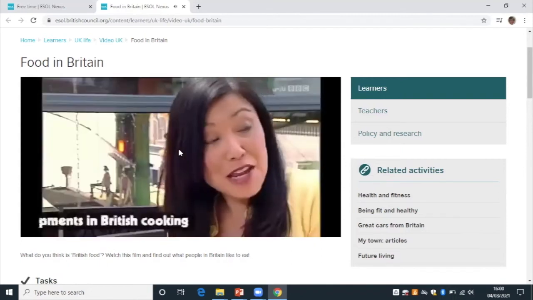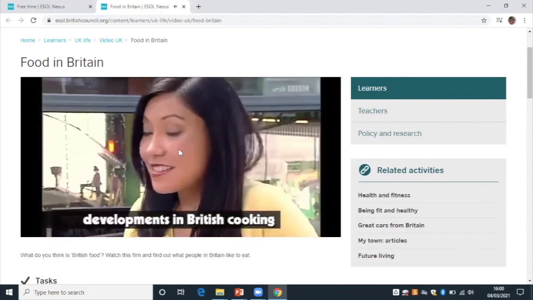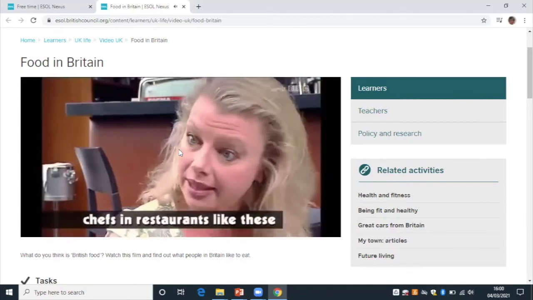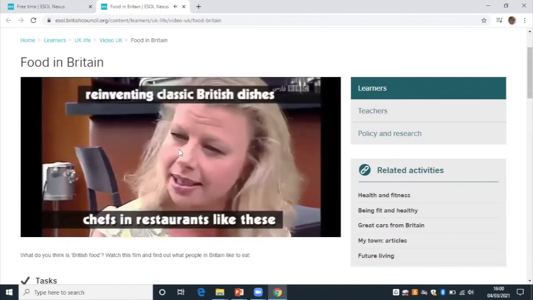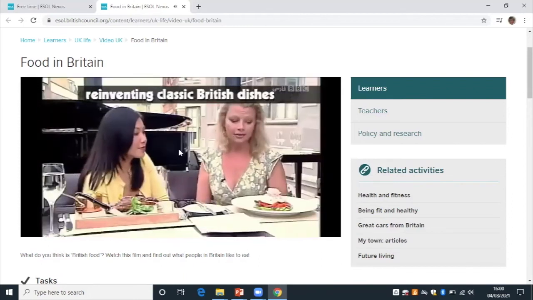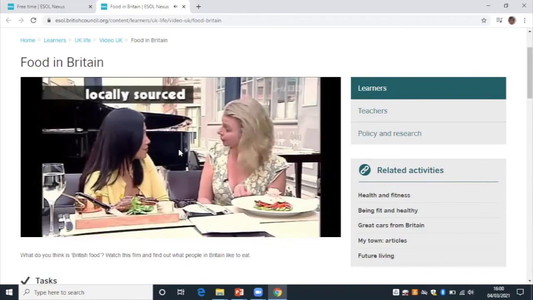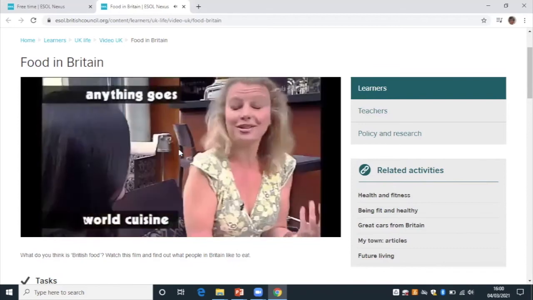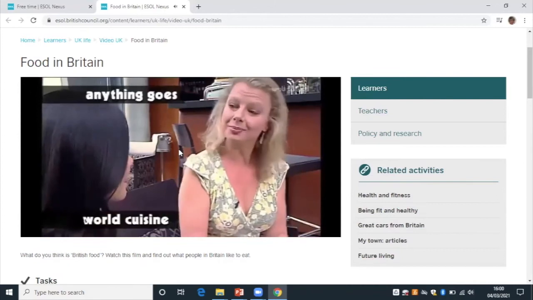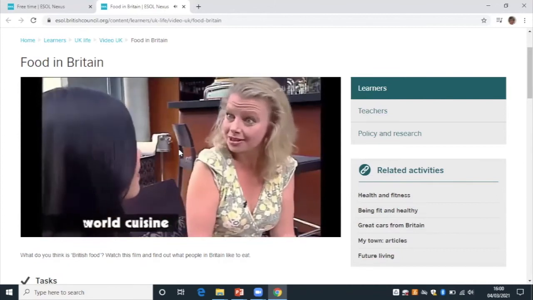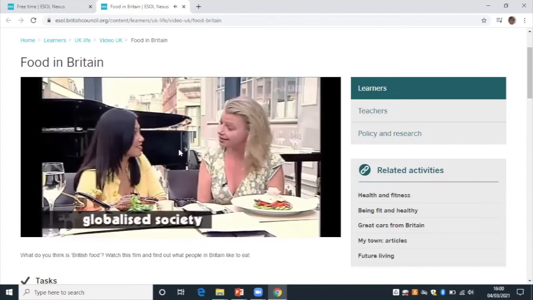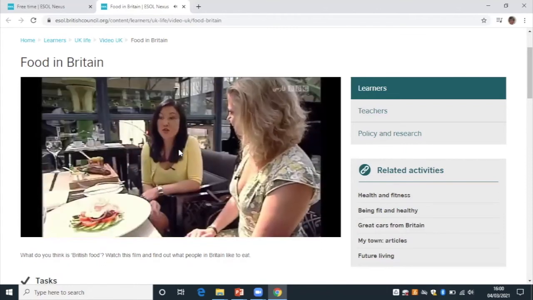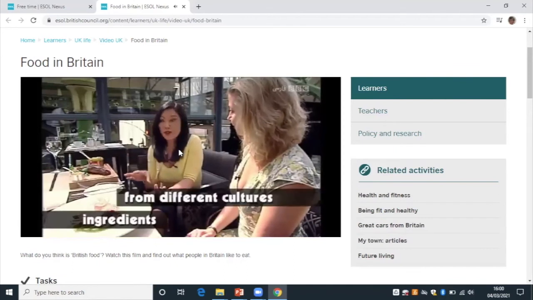So is this a sign of developments in British cooking? Yes, people want to know where their food comes from. Chefs in restaurants like these are reinventing classic British dishes. They're using ingredients that are locally sourced and locally grown. So what about world cuisine? Well, anything goes. Chefs love to experiment with ingredients from different cultures. And we live in a globalized society. It's very exciting. Okay, Celia, if you were cooking these dishes at home, what ingredients from different cultures would you use?